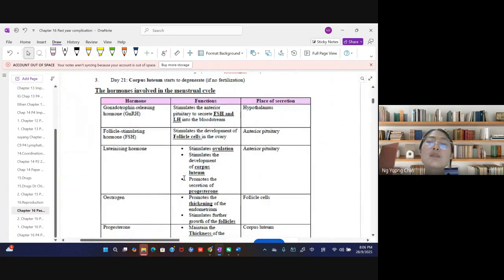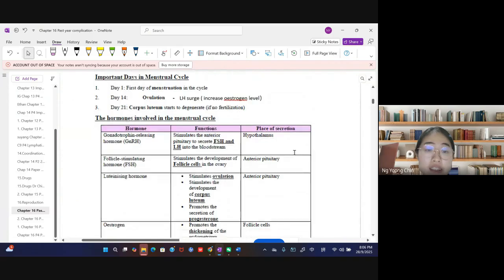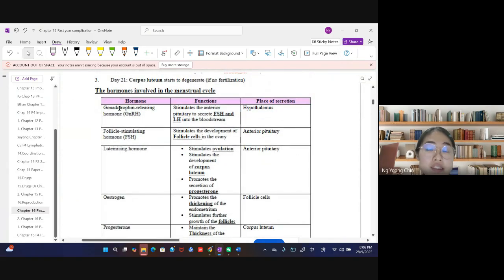For exam purposes, you need to know the hormones, their names, their functions and their places of secretion. For the hormones, gonadotrophin releasing hormone is produced by the hypothalamus. What it does is stimulate the anterior pituitary gland to secrete FSH and LH into the bloodstream.